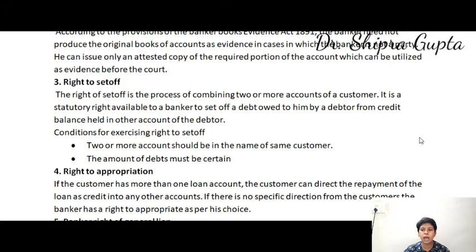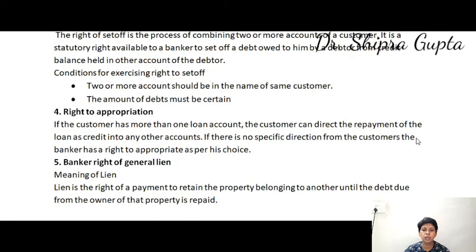Then the right to appropriation. If the customer has more than one loan account, the customer can direct the repayment of the loan as credit into any of the accounts. If there is no specific direction from the customer, the banker has a right to appropriate as per his choice. If the customer has not given any clue or direction, then the bank can choose any one of its choice.